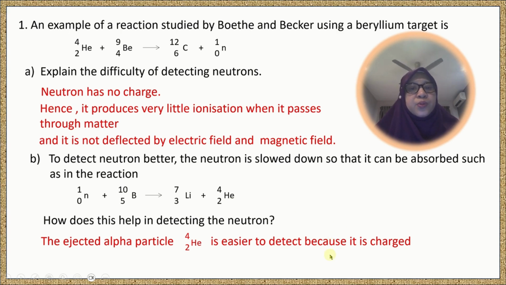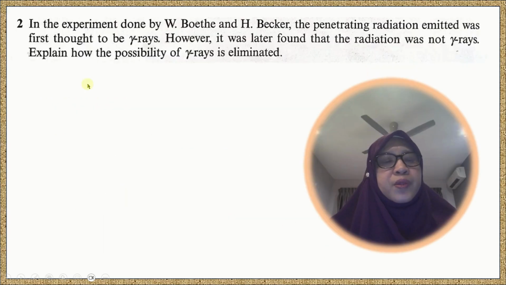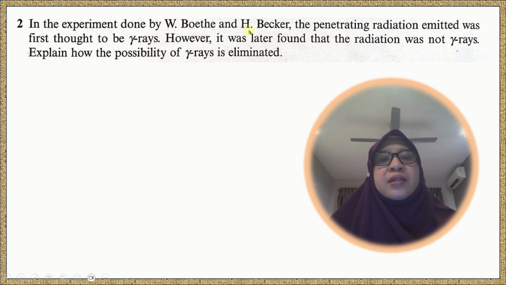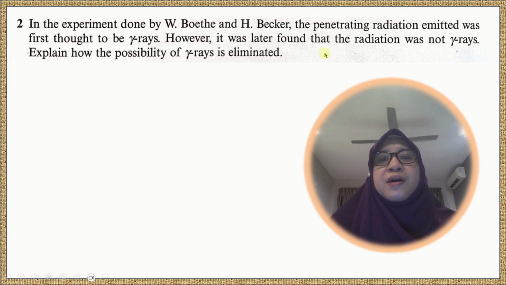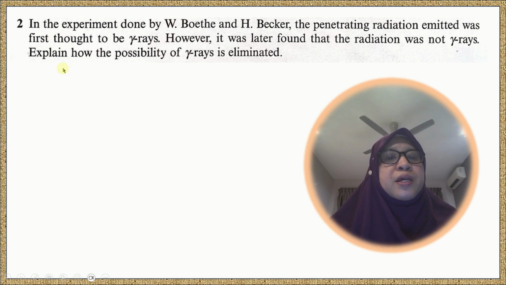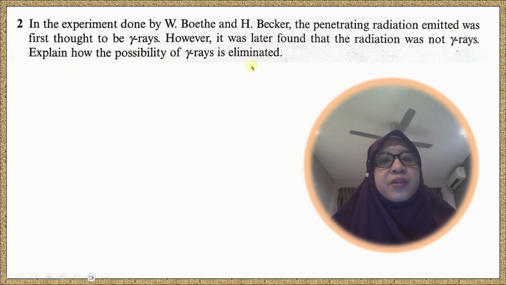Okay, next we go to question 2. In the experiment done by W. Boyes and H. Becker, the penetrating radiation emitted was first thought to be gamma rays. However, it was later found that the radiation was not gamma rays. Explain how the possibility of gamma rays is eliminated.